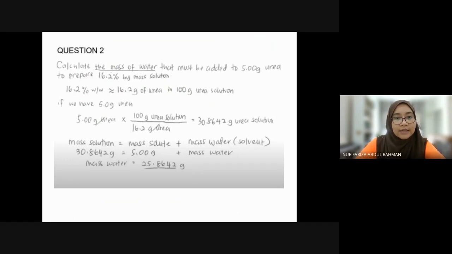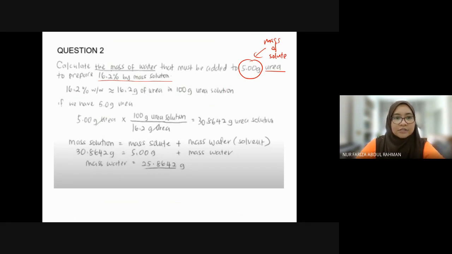Calculate the mass of water that must be added to 5 gram urea to prepare 16.2% by mass solution. So the concentration is given in terms of percent by mass. This 5 gram is the mass of solute. Make sure that you define the information given, whether it is for solute, solution or solvent. That must be defined first before you proceed to the working.